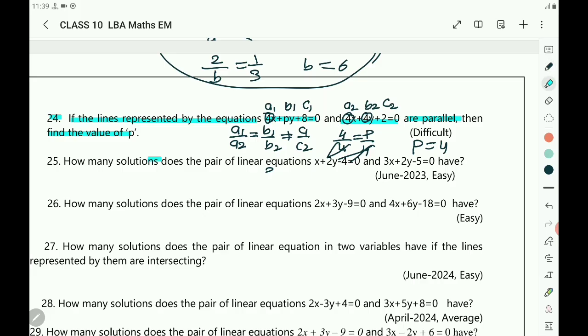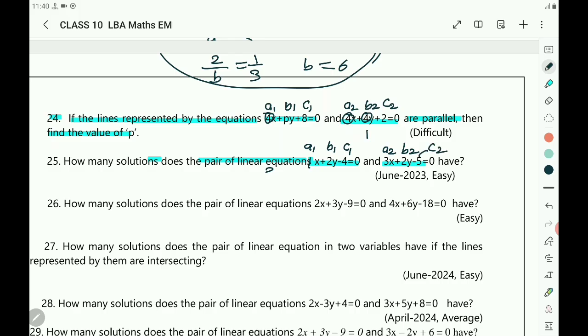How many solutions does the pair of linear equations x plus 2y minus 4 equals 0 and 3x plus 2y minus 5 equals 0 have? Now let us find out a1 by a2, b1 by b2 and c1 by c2. Here this is 1x plus 2y minus 4. 1 is a1, 2 is b1, minus 4 is c1. Here 3 is a2 and 2 is b2 and minus 5 is c2.